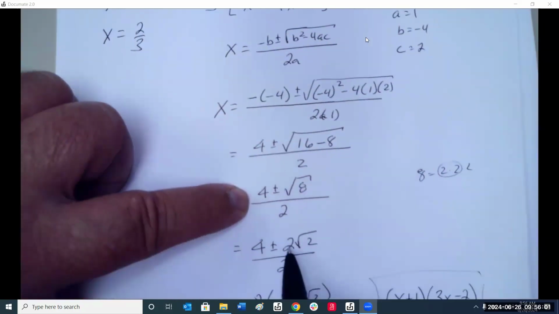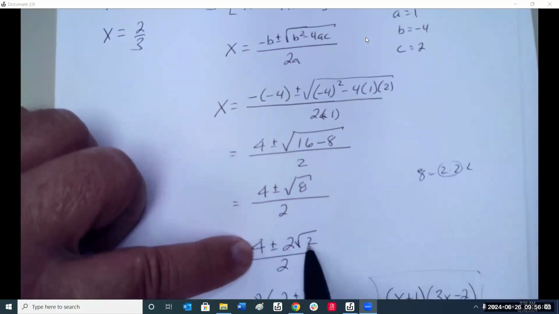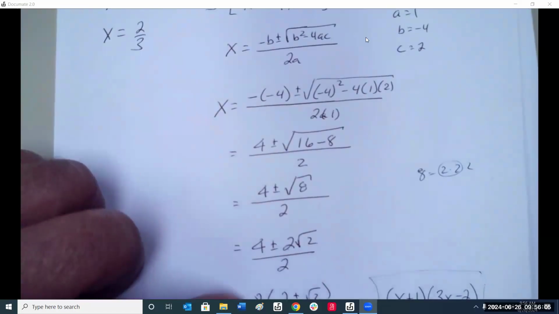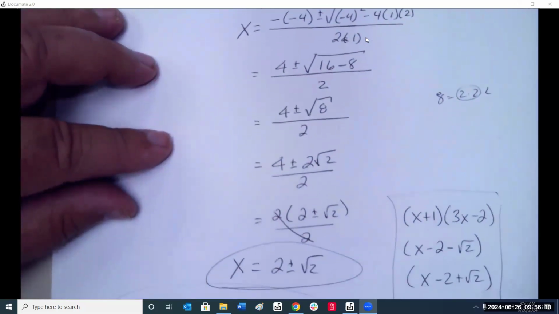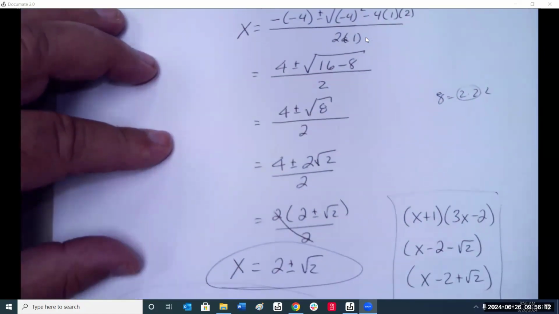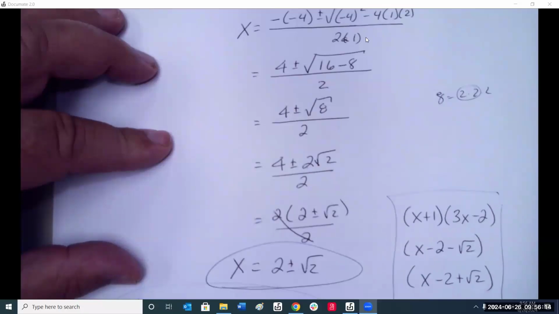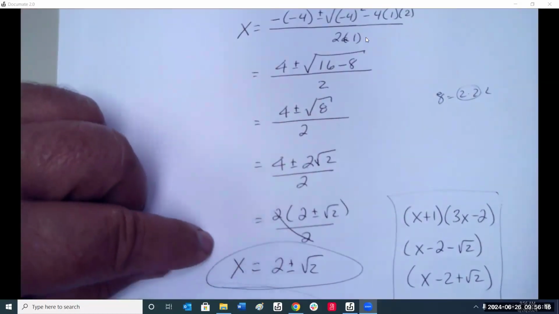So that 2 comes out. This 2 stays in. I can factor out a 2. They cancel, so I have that. Which means those are my solutions: -1, 2/3, 2 plus radical 2, 2 minus radical 2.